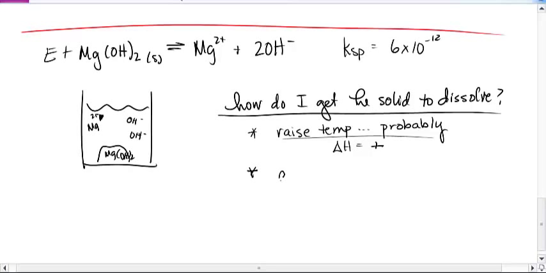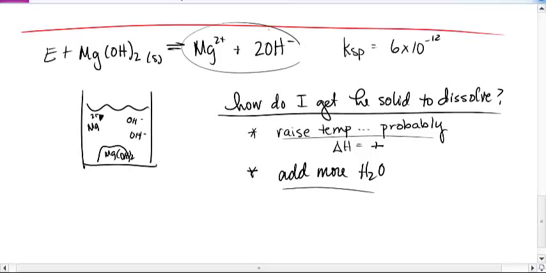You could add more water. Well, why? Because if you add more water, you will essentially decrease these concentrations. If you decrease those concentrations, Le Chatelier would say it's going to try to increase them by shifting right. If it shifts right, the solid dissolves.